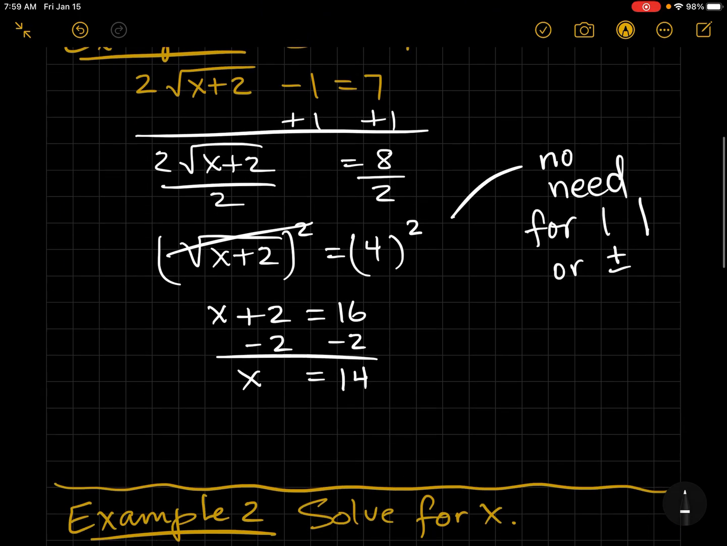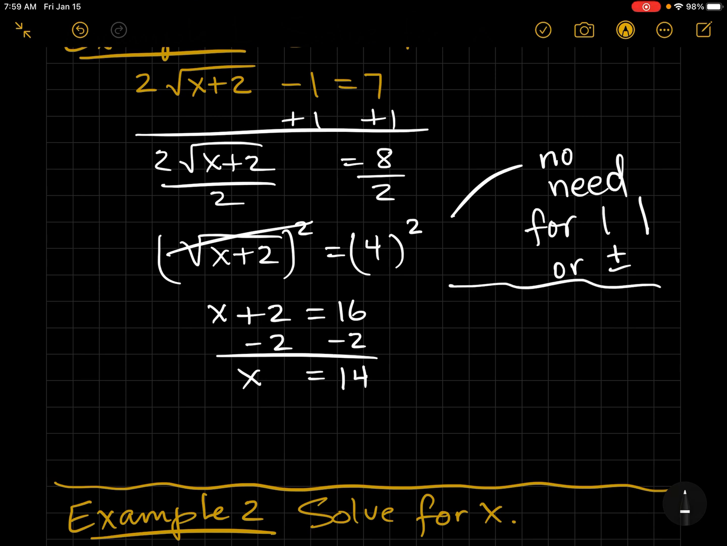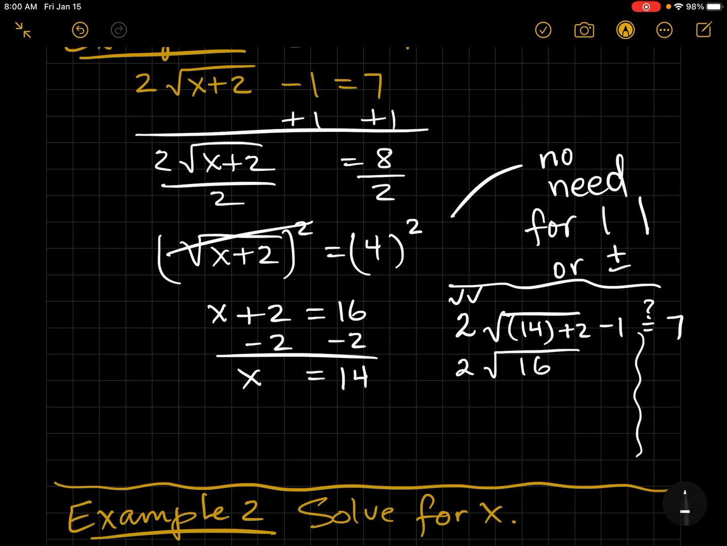Last step, check for extraneous solutions. So for our double check, we're going to always go to the original equation, and we're going to substitute 14 in for x, and we're going to see if it's equal. And remember, do not cross the equal sign. So the square root of 16, that's 2 times 4 minus 1, indeed is 7. So this we've double checked and it's a good solution.